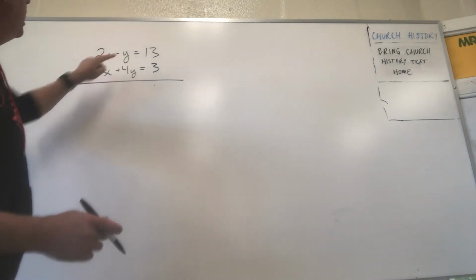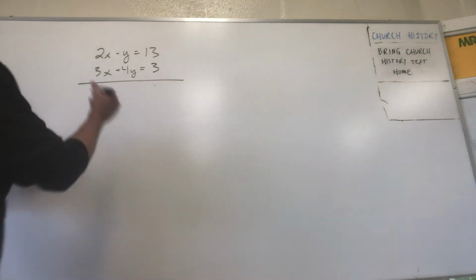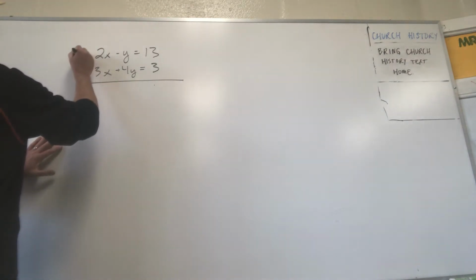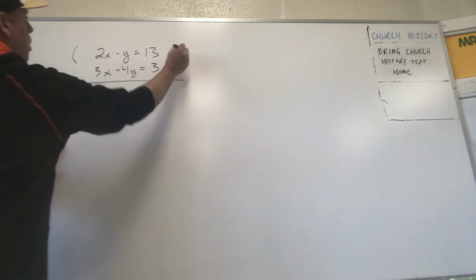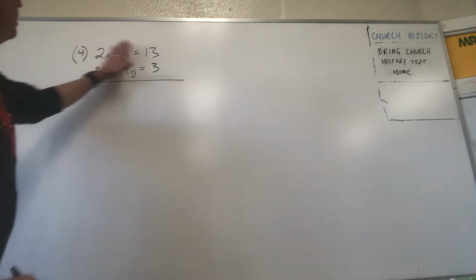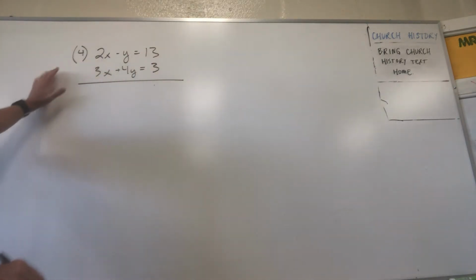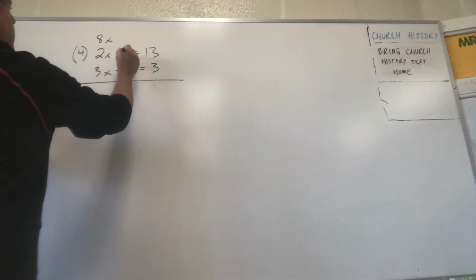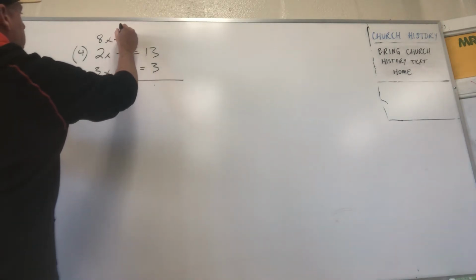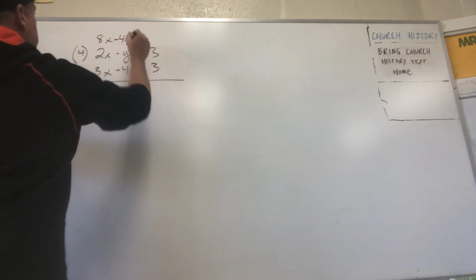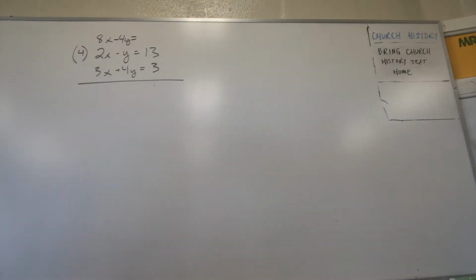That's the easiest way. So what I would do is go to this equation right here and multiply it times 4. We're just going to go across. We multiply this whole equation times 4. That means 4 times 2x equals 8x. 4 times negative y equals negative 4y. And 4 times 13 is going to equal 52.